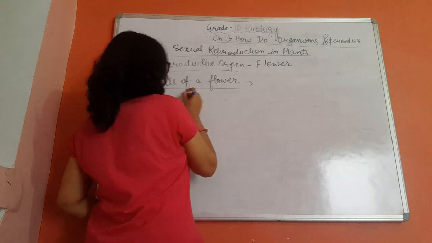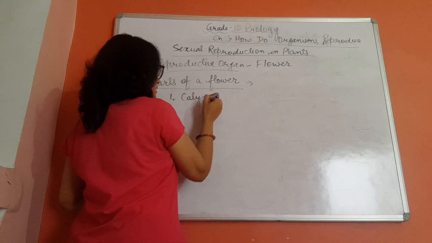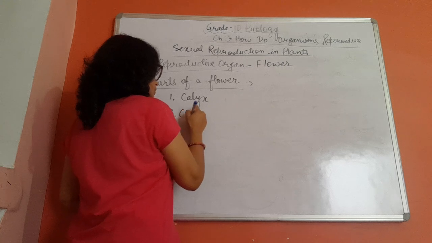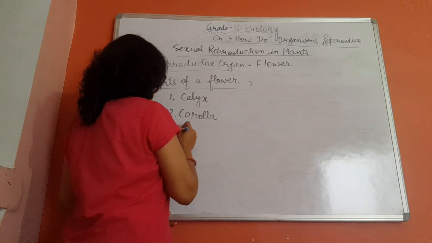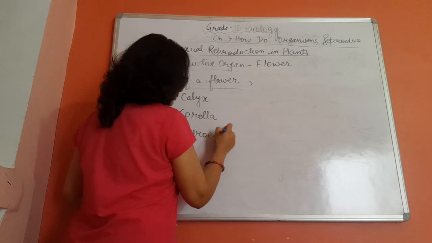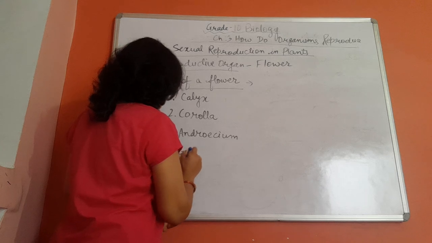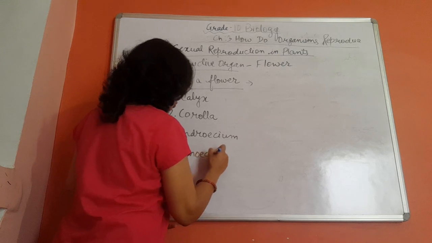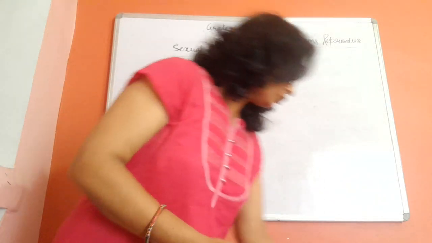There are mainly four parts of a flower. Number 1, calyx. Number 2, corolla. Number 3, androecium. And number 4 is gynoecium. So for that I have a China rose flower and few more flowers.